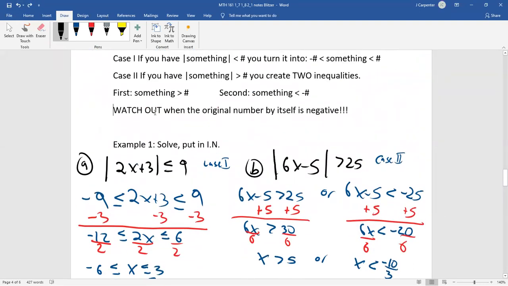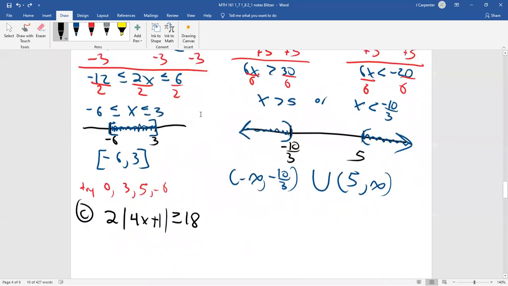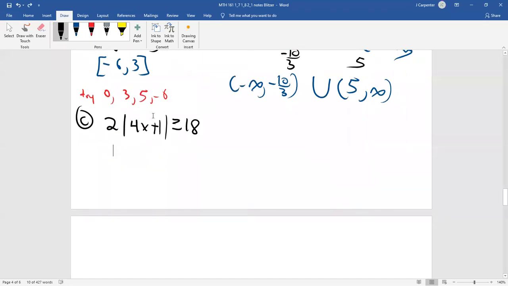I even mentioned that you have to watch out when the original number by itself is negative, but I will admit we won't be doing any of those examples. It's another case of it got trimmed out. All right, so this is 2 times the something with the absolute value, so we got to divide both sides by 2. And that'll give us the absolute value of 4x plus 1 is greater than or equal to 9.